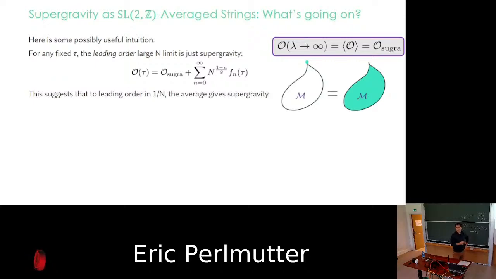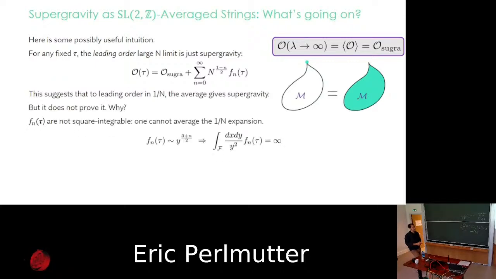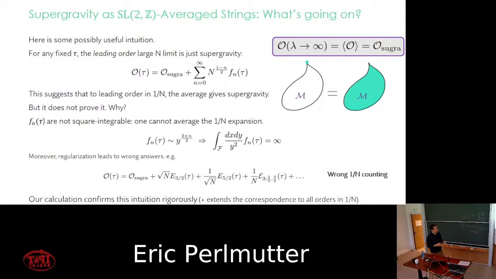So this suggests that to leading order in 1 over n, the average gives supergravity, because to leading order, the tau dependence drops out, so an average just gives you back 1 once you normalize it by the volume. Is that what's happening? I think morally that is what's happening, but this is not a proof that that is correct. The reason is that the 1 over n expansion and the average don't commute. So you need to average at finite n and then take large n. That's manifest here by way of the fact that these functions f are not square integrable. They grow at the cusp like powers of y. So you can't average them. That gives you infinity, and the calculation is uncontrolled. Moreover, if you try to regularize that, you get wrong answers.